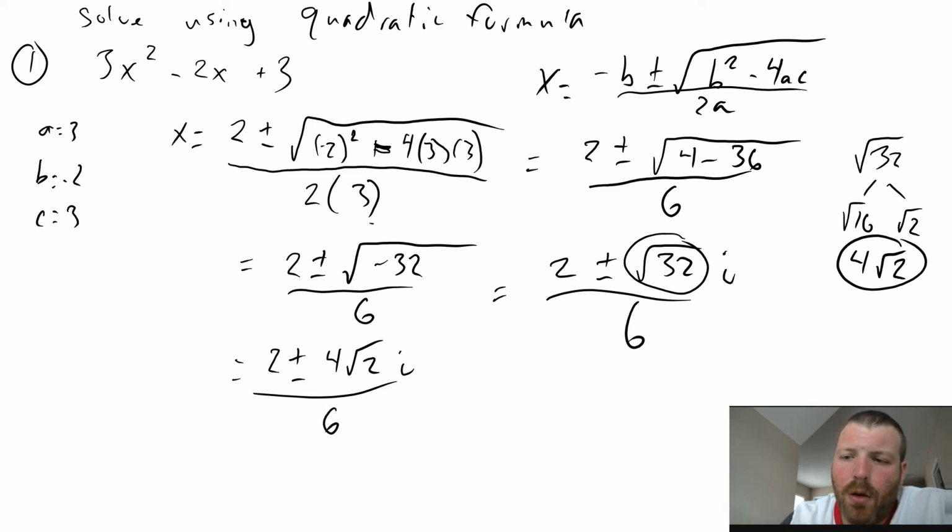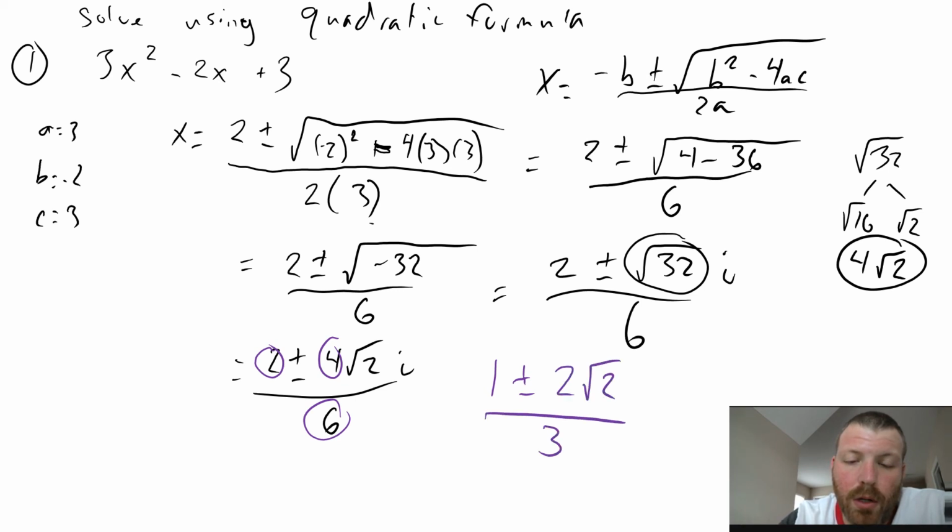Now, what we can do is notice that these front numbers all have a factor of 2 in common with them. So that means we can take that 2 out of everything. And what I mean by taking it out is I mean divide. So I can take a 2 out of 2 and I'd have 1 left, plus or minus 2 square root of 2 over 3. Don't forget your i. Okay?